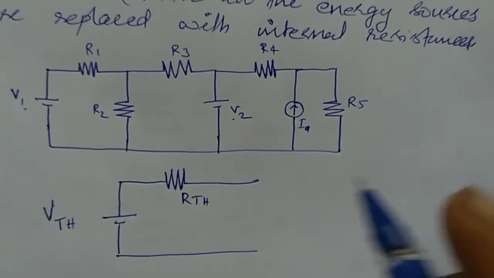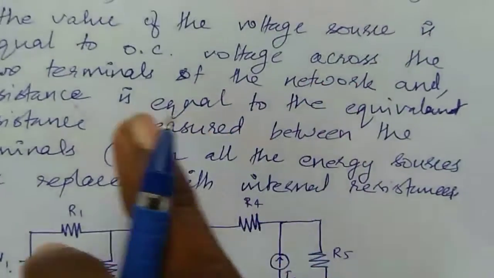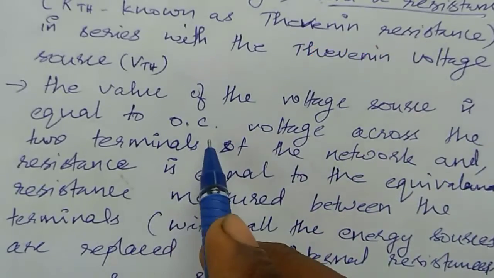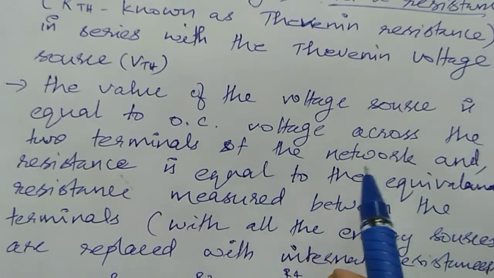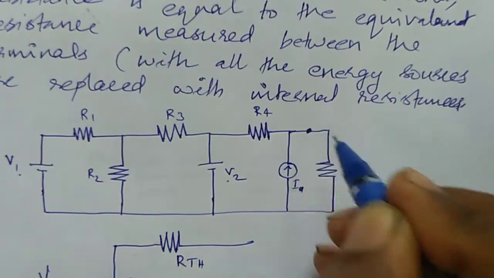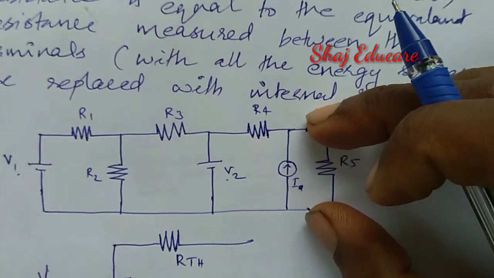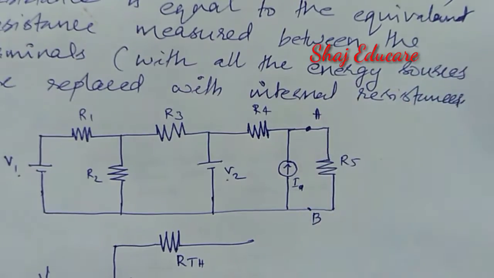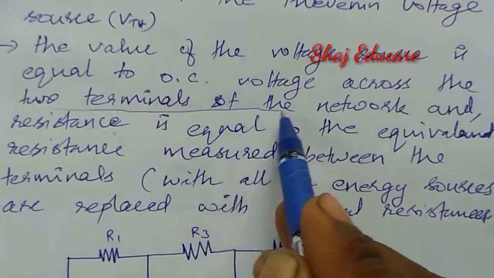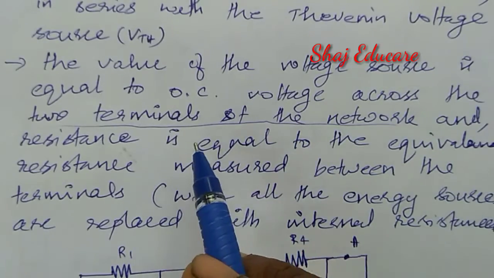Okay. Next, how can we find the Thevenin voltage source VTH? That is given in the next paragraph. The value of the voltage source is the open circuit voltage across the terminals. Across the terminals in the sense, about which points are we going to find it? Suppose here A and B. Now we are going to find the Thevenin equivalent across A and B. That is the meaning of two terminals of the network. The value of the voltage source is equal to the open circuit voltage across the two terminals.